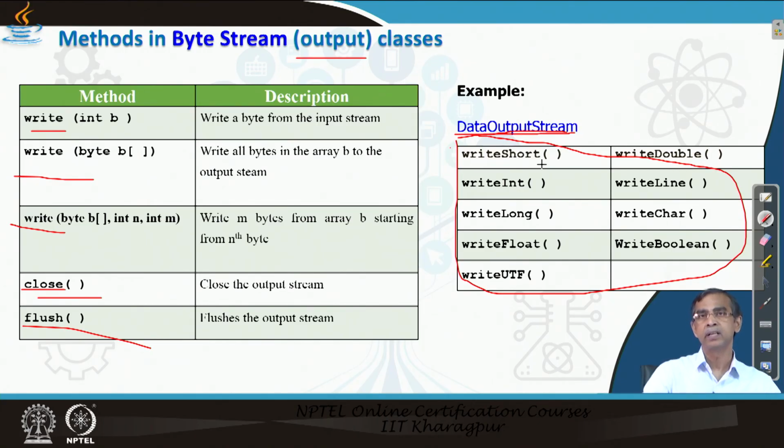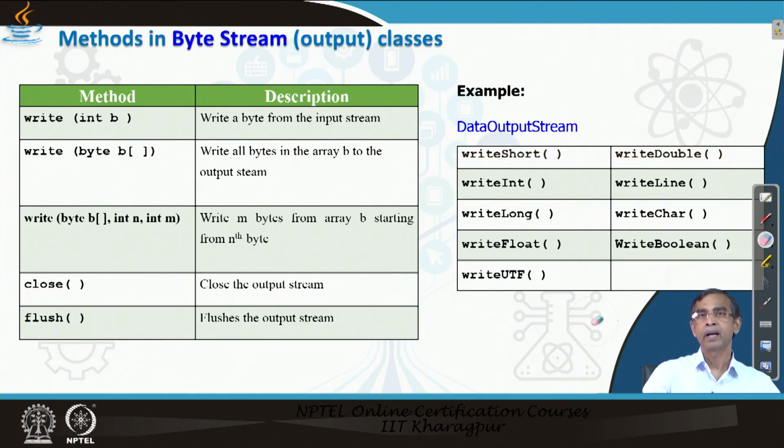So this write short basically takes the short integer from your program, and ultimately it will write into the output, say a file, in the form of a byte, that's all. And write UTF, for example, will write in the text string format, and Java treats everything as a string. Anyway, those things will be discussed when we discuss the character stream later on. So this is basically the idea about handling the different output stream classes related to the byte stream.